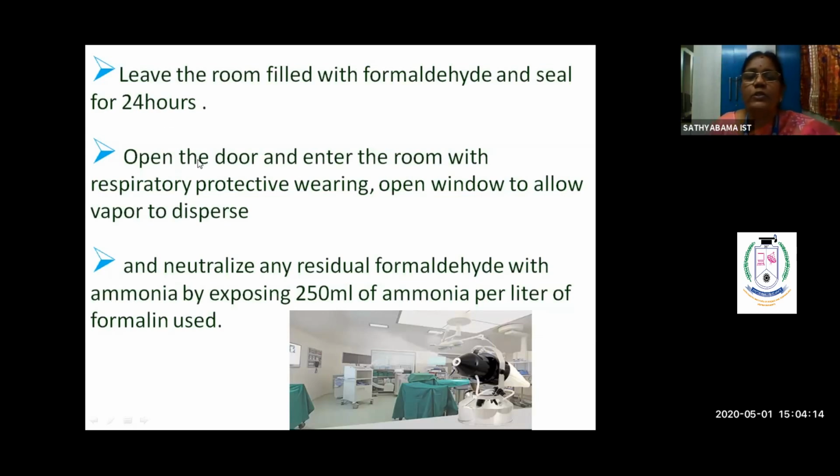After that, you have to open the door and enter the room wearing protective gear, covering yourself with a mask, and it is better to wear goggles, because this vapor may be toxic and may cause irritation to your eyes, throat and mucous membrane. With the protective gear, you enter, open all the doors and windows so that the vapor disperses. Any residual formaldehyde can be neutralized by exposing it to 250 ml of ammonia per liter of formalin used. This is called the formaldehyde fumigation method, widely used in hospitals for disinfection. This can be asked as a short note. Gaseous disinfectant, very important.